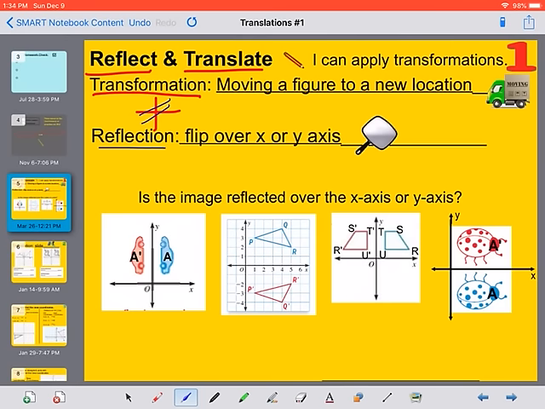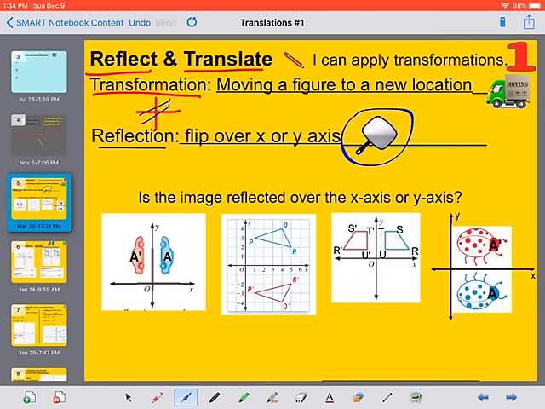A reflection is flipping our picture or image over the y-axis. And we like to think of this like a mirror. You see a reflection in a mirror, you're seeing exactly the same thing, just backwards or opposite. Okay? If you raise your right hand in the mirror, it's really your left hand being raised. So is the image reflected over the x-axis or the y-axis?